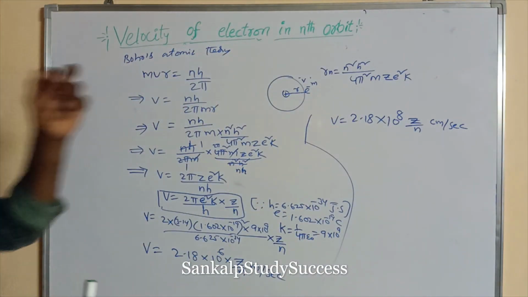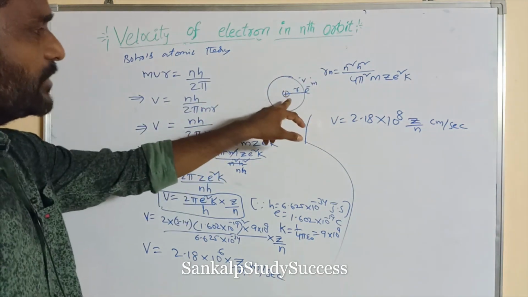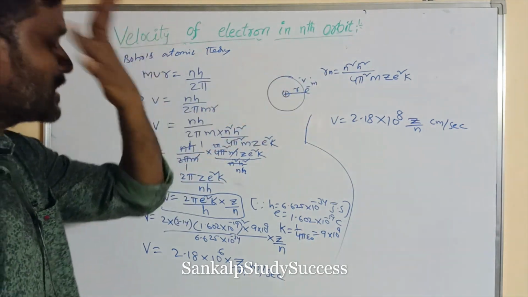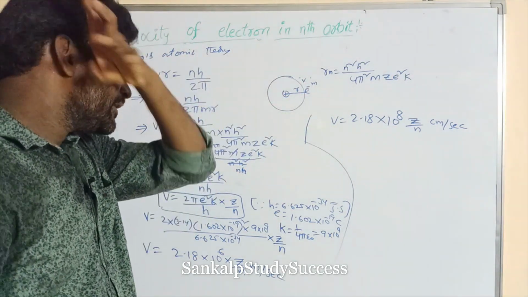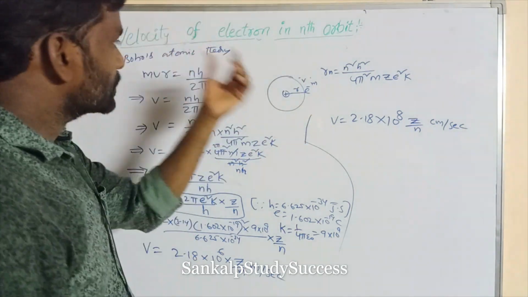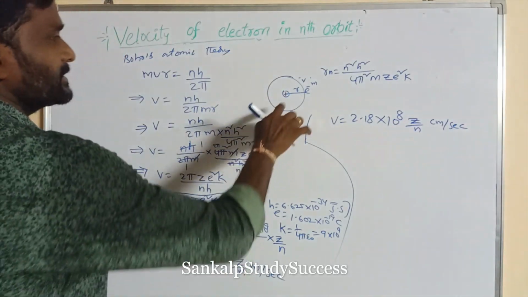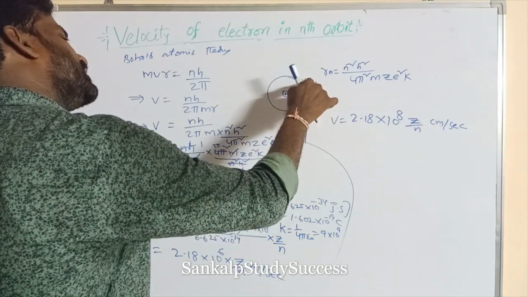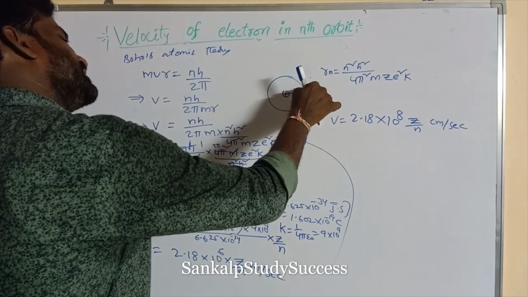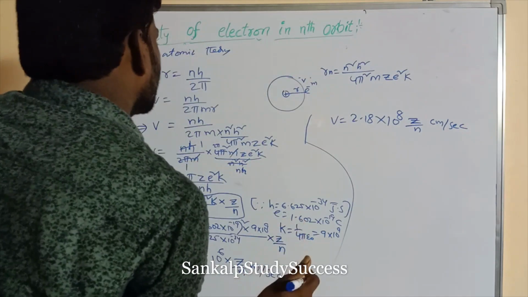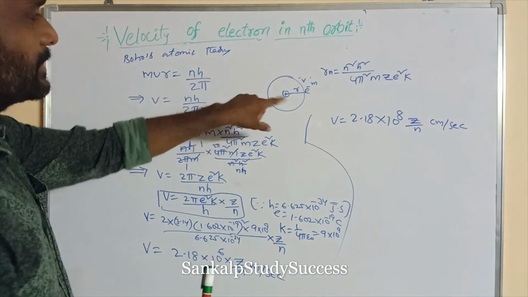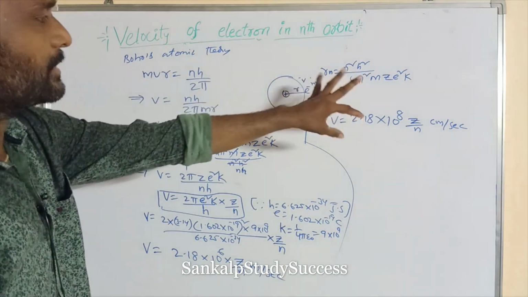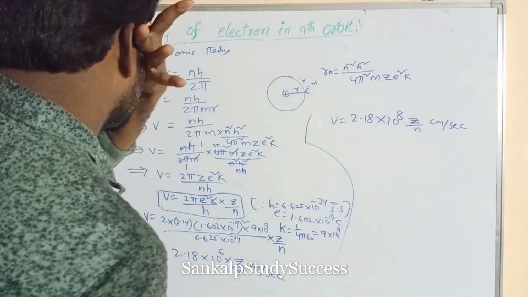So once again, this is the atom, this is the nucleus having positive charge. The electron revolves around the nucleus in orbit. So here its radius is r. Here the electron revolves around the nucleus with velocity v and its mass is m. Now what is the velocity of electron in the nth orbit? Suppose second orbit, third orbit. Here we can take an nth orbit, right?